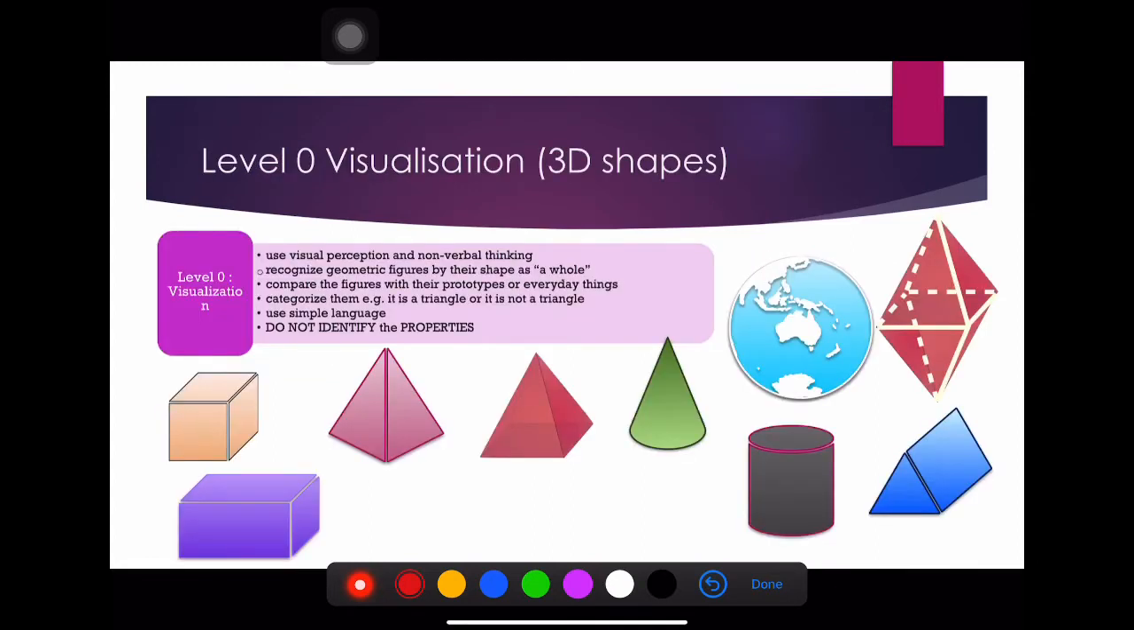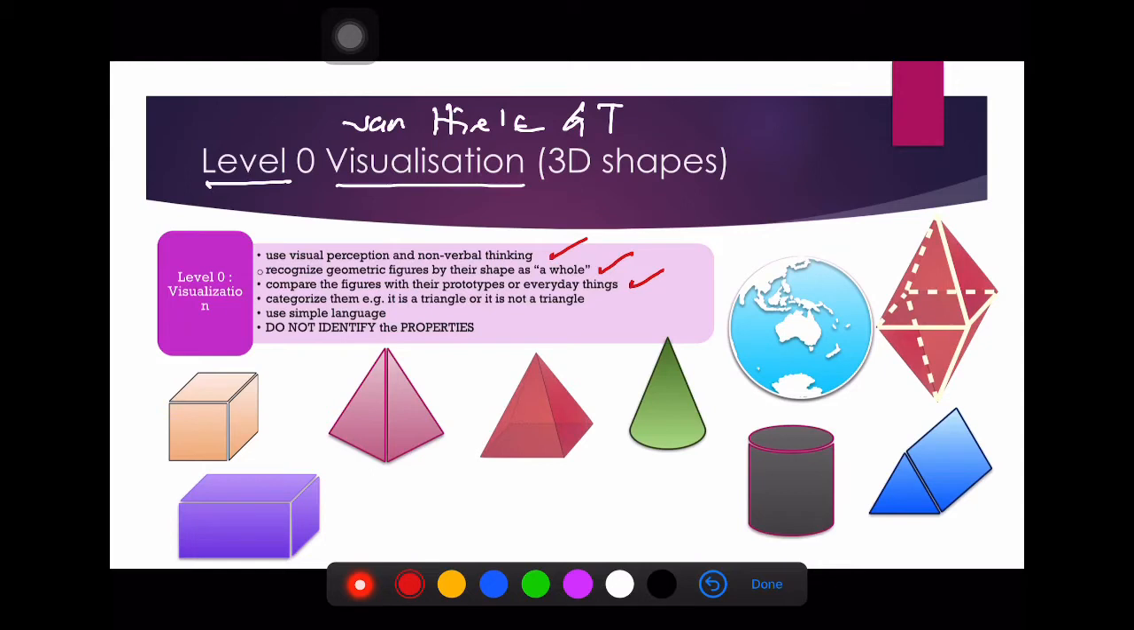Alright, let's move on to the first level in Van Hiele, which is geometric thinking, level 0 visualization. And you very well know that at level 0 visualization, students use visual perception and non-verbal thinking. They recognize geometric figures by their shape as a whole. They compare figures with their prototype as everyday things, and then they categorize them as it is a cube or it is not a cube. And they use simple language. They do not describe the properties just yet.